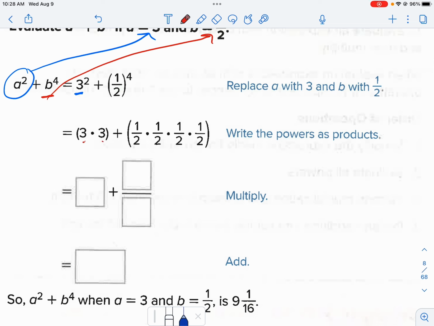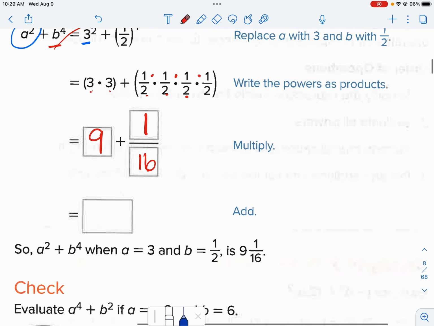So down here I have 3 times 3, that's 9. And people are like, I don't know how to multiply. You multiply straight across. 1 times 1 times 1 times 1, it gets you 1. 2 times 2 is 4. 4 times 2 is 8. 8 times 2 is 16. So I add these two together. Well, in this case, adding them together, you can get 9 and 1/16. Now, personally, I do not like writing it like that. I like to actually write it as an improper fraction. So you multiply the 16 and 9 together.